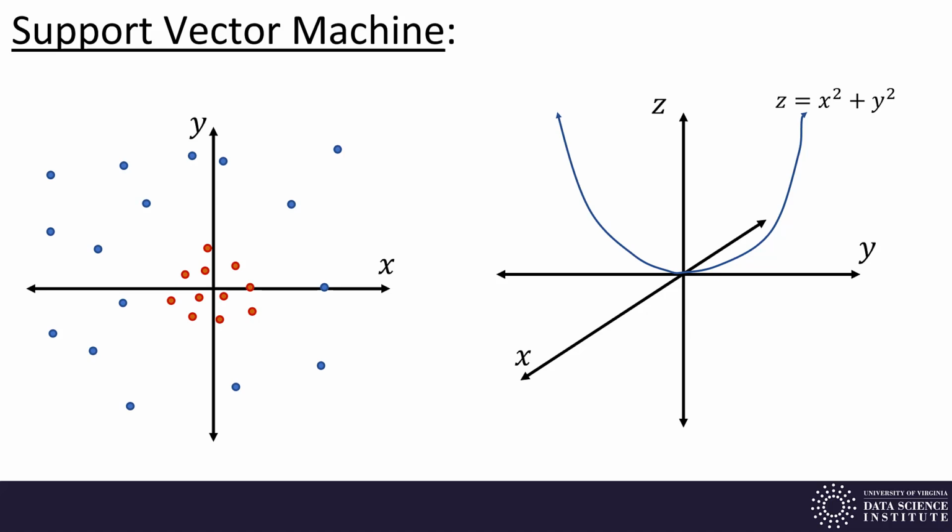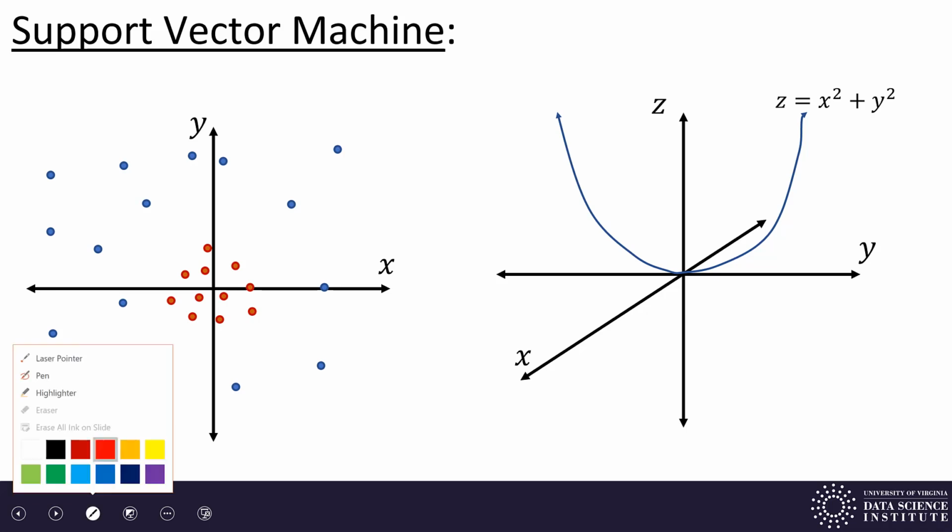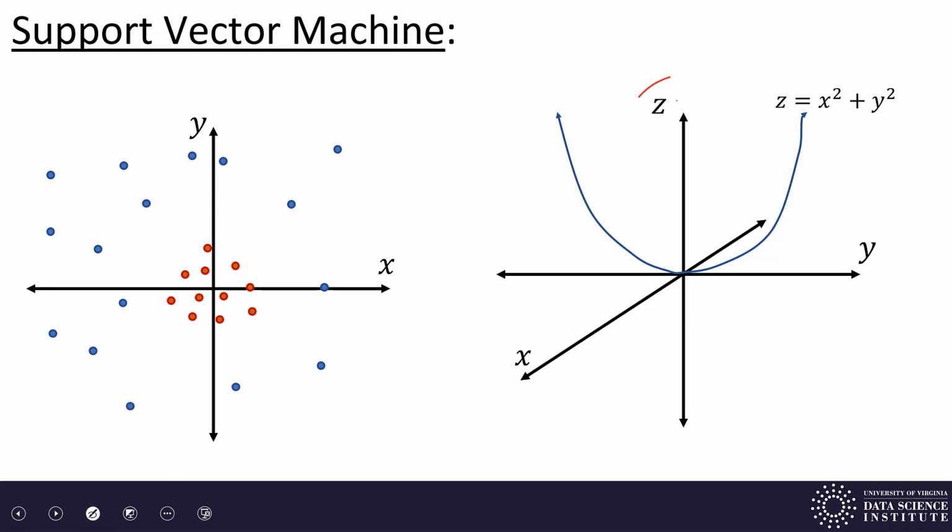On the left-hand side, I have this toy data set that we looked at a moment ago, and now we're going to think about it in terms of mapping this data to a higher dimensional space. On the left-hand side, we have this data in the xy plane. On the right-hand side, we have x and y, and we've added a dimension z. And so here's our dimension z. And we're working with z equals x squared plus y squared.